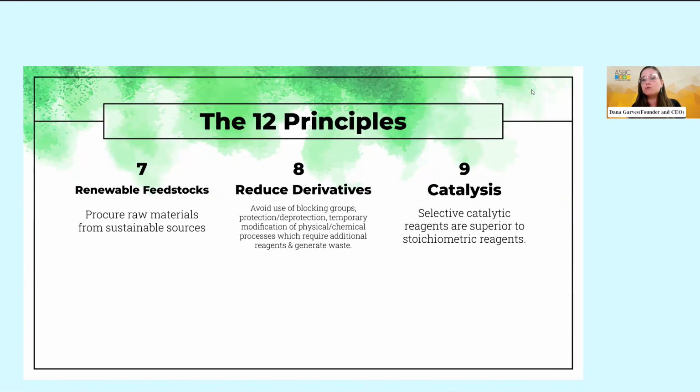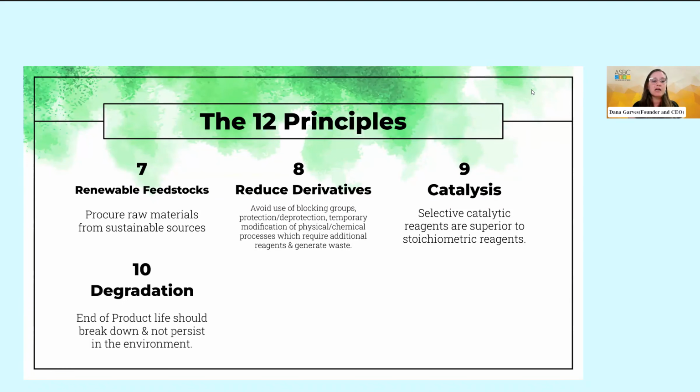Number 10 is design for degradation. So end of product life should always break down and not persist in the environment. This is one that we can think of in terms of our final product of beer, so switching from plastic to going to something that uses cardboard, whether that's boxes or six-pack holders, or now the newer cardboard six-ring clips. Those are excellent. And thinking about, plastic doesn't degrade in the environment. So what can we replace that with?